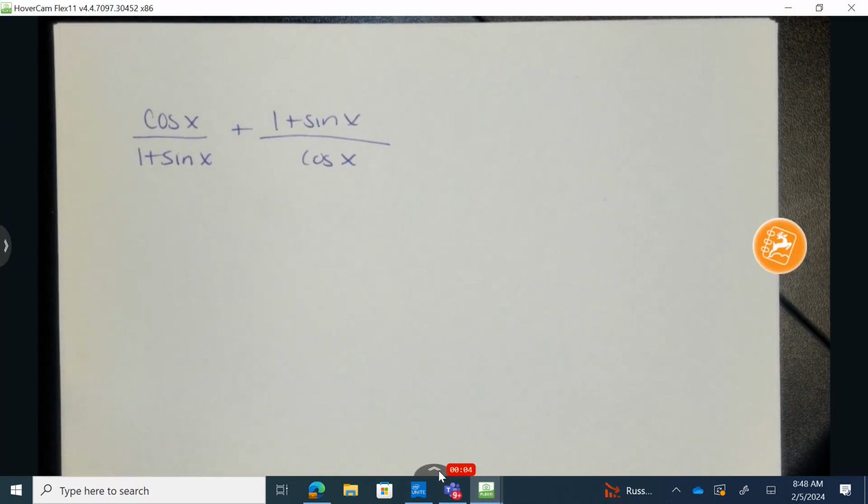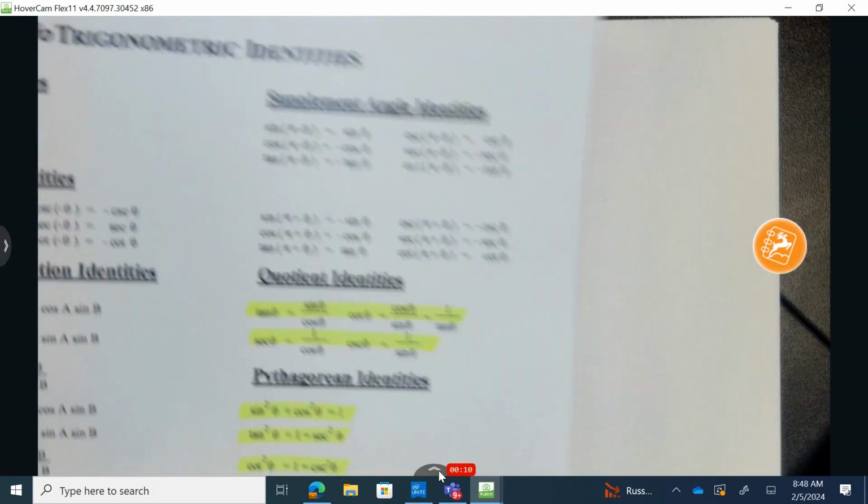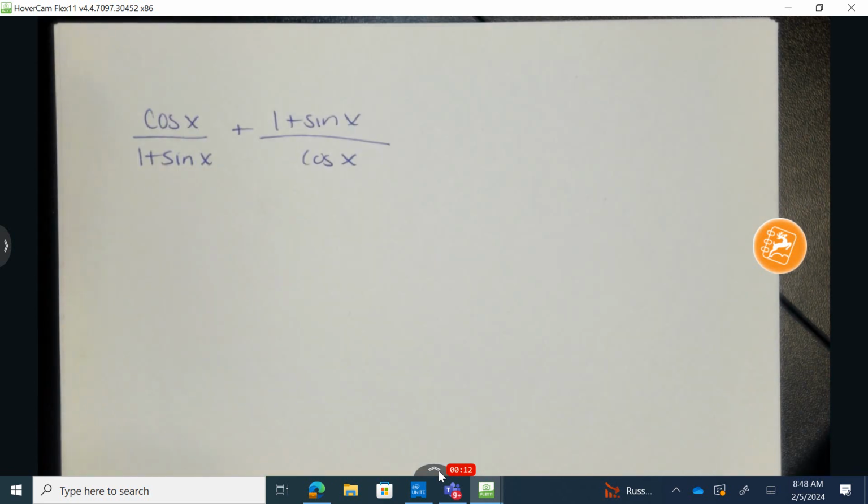Okay, let's take a look at number 13 here. 13 was a difficult one, and it's very important you know how to do this. So please make sure you have this out. We will refer to this, and let's get started.